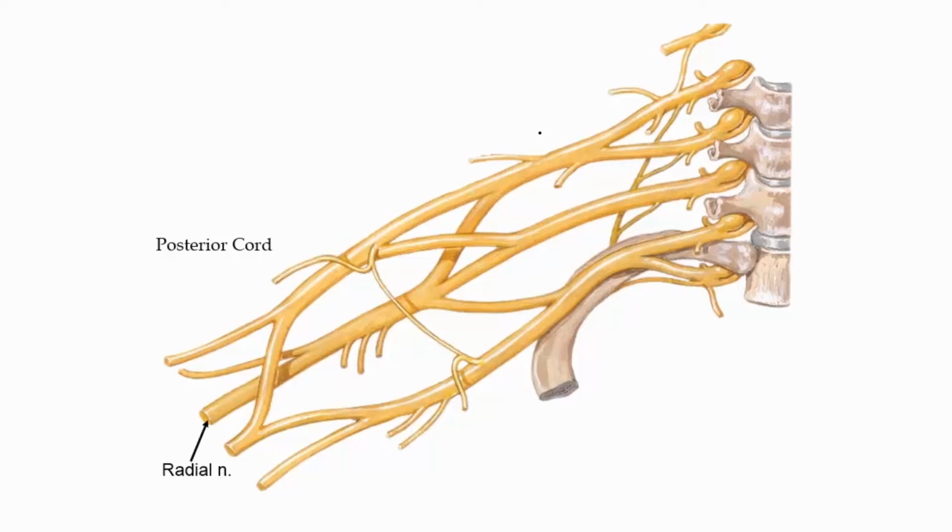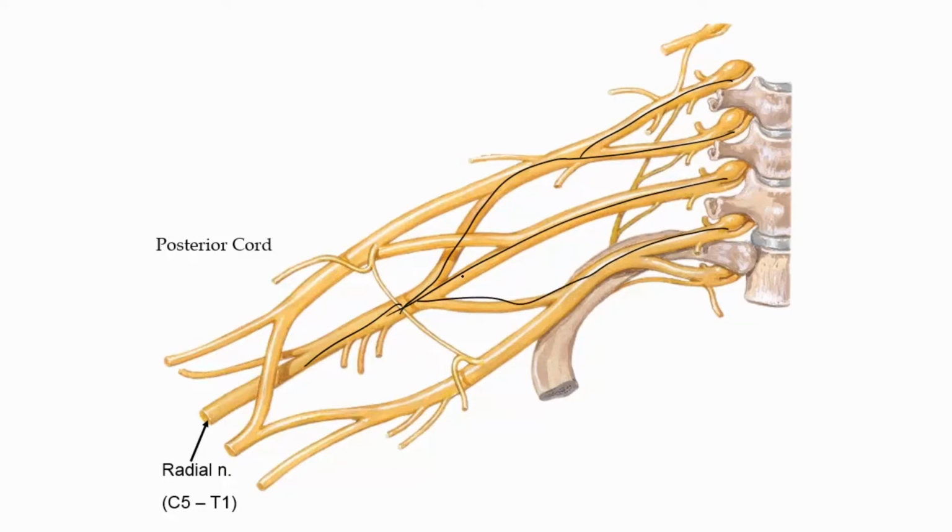Continuing with the posterior chord, we look at the very large radial nerve. The radial nerve, appropriately coming from the posterior chord, is formed by the union of fibers from all spinal segments via these posterior division components. So it contains fibers from C5 through T1.